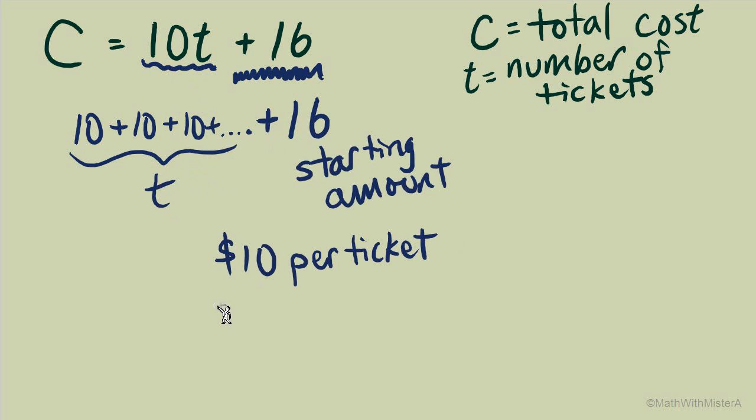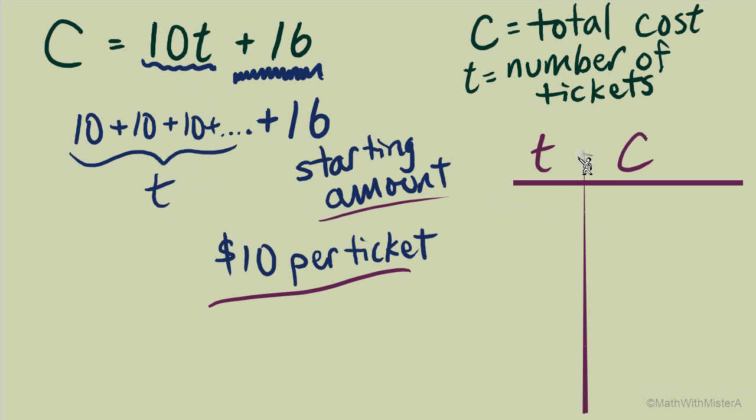Another way for us to get to these quantities of constant rate of change and starting amount would be for us to make the table. To create the table, it's really up to us to choose values for t. We can start small and with numbers that are easy to work with, and 0 is going to help us find that starting amount. When t equals 0, that means we haven't bought any tickets, so the only cost is the cost of parking, that starting amount.